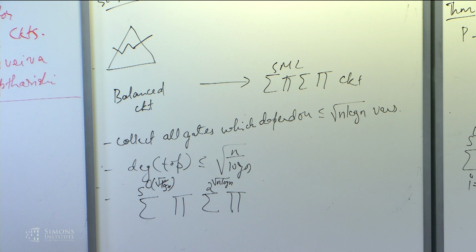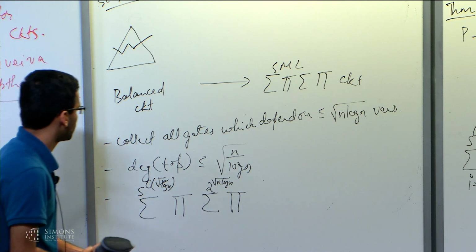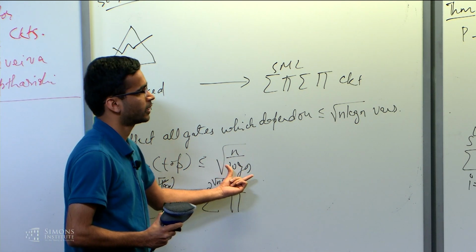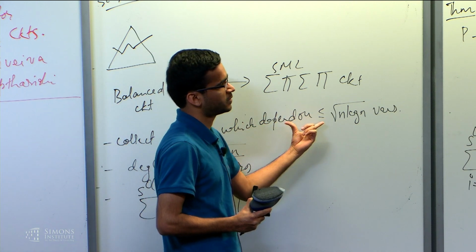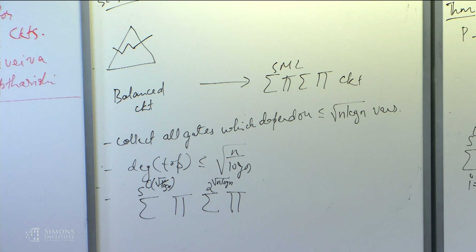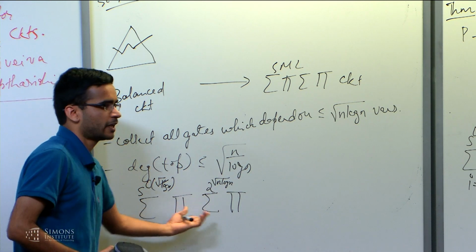Questions on this part? Why was the outer sum s to the root n over log n? So it's a polynomial of degree square root of n over log n on at most s variables, so you write it as a sum. All right, so this is really where the gain comes from.